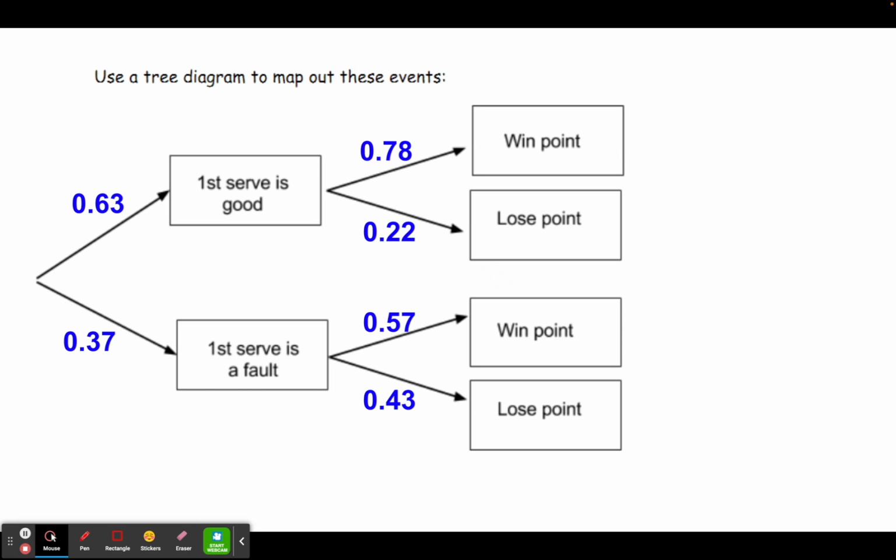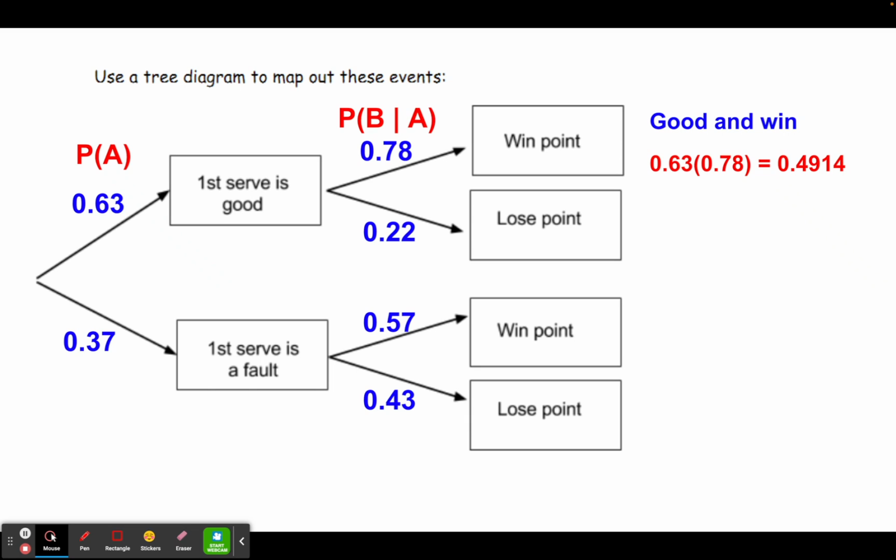So now let's apply that to this chart. Over here to the side, I'm going to write down the outcome that that branch represents. Okay, that set of branches there where you take the top branch in each set, where the first serve is good and he wins the point, I'm going to write that as good and win. So over here, the first serve being good represents event A. Him winning the point, given that the first serve is good, represents the probability of B given A. And now to find the probability of both of those events occurring, which is the first serve is good and he wins the point, would be the product of those two probabilities. So 0.63 times 0.78, which gives us 0.4914.